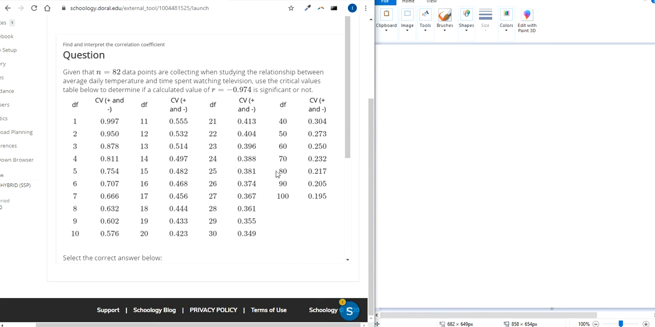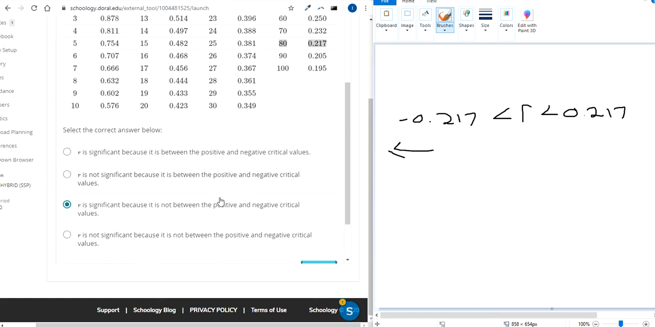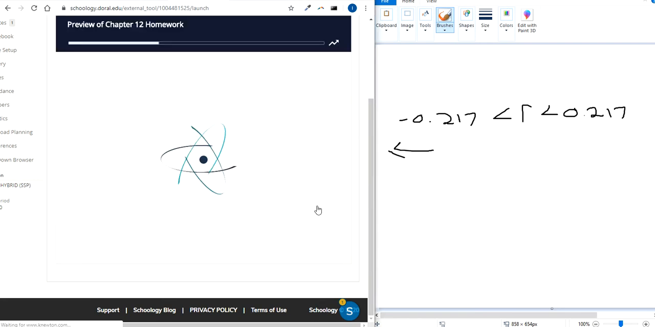Okay, so let's use the degrees of freedom of 80. If you have a degrees of freedom of 80 or something close to it, then an insignificant R would be between -0.217 and 0.217, because that's the range where it's too close to 0 so that we can't make a conclusion. Ours is beyond it, right? We're outside of that range. So our R is significant because it is not between those two values.